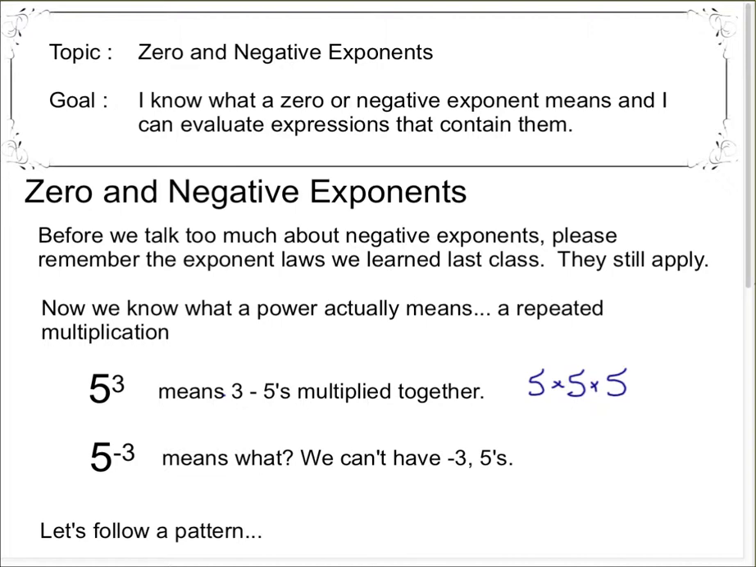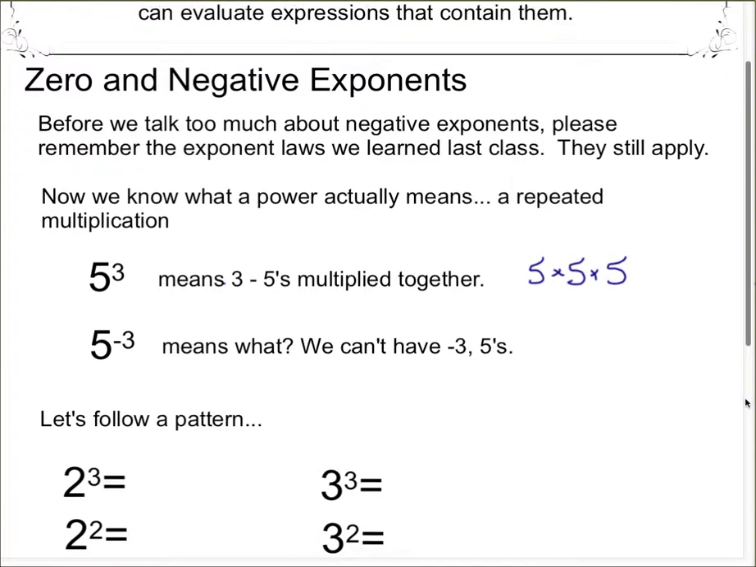So we're going to have to try and see if we've got a pattern. And this has nothing to do with the 5 being negative. Nothing at all. The 5 could be negative. We could put a negative in the base. But that has nothing to do with the negative in the exponent. So let's take a look at patterns and see if we can figure it out.